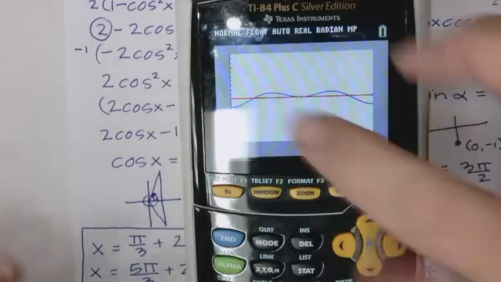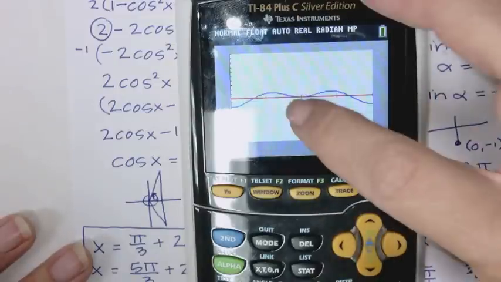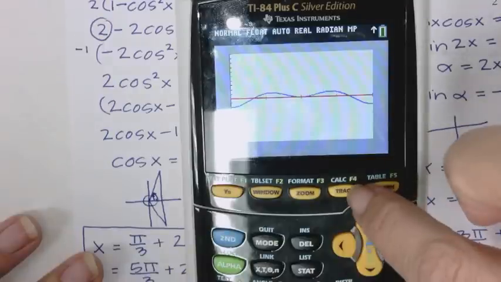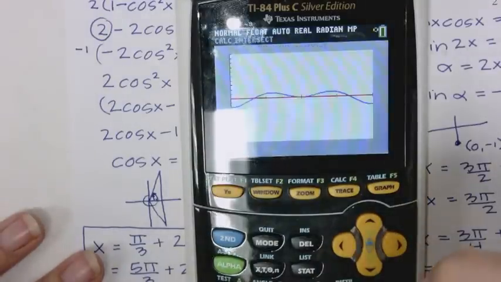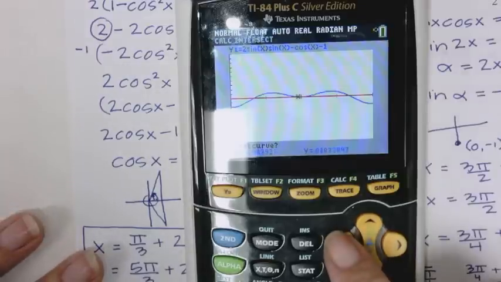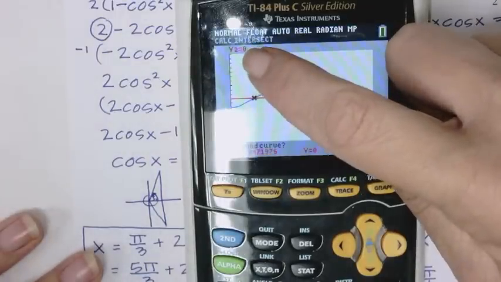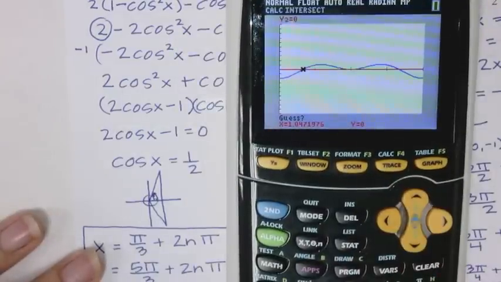How many times do the red graph and the blue graph intersect? 1, 2, 3. If you have time to check your answers, you could always go second calc, pick option number 5 for intersect. And then remember, we just have to get really close to the point of intersection. It says first curve. I'm going to come over to the first point of intersection and hit enter. Now I'm on Y2. I am going to hit enter again, and then it'll say guess.